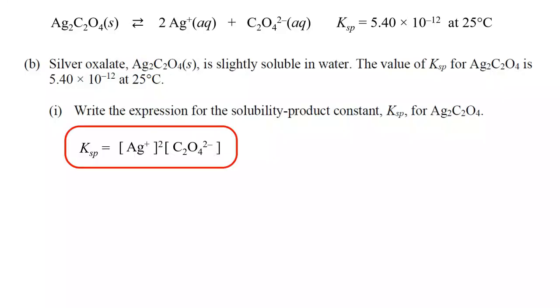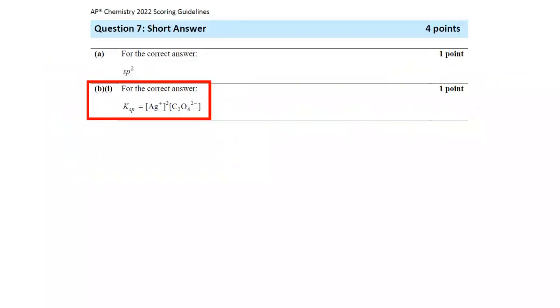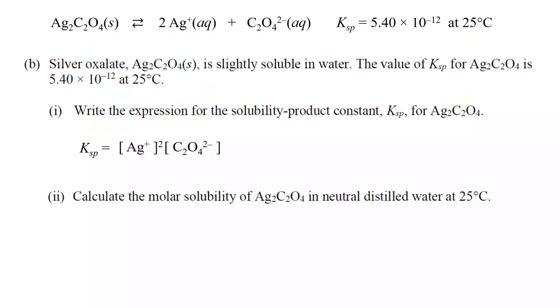So there is my answer to part B I, and I'll go back and show you the official scoring guidelines from the 2022 AP Chemistry exam. You can see Ksp equals concentration of Ag+ squared times concentration of C2O4 2-, the oxalate ion. All right, well, that's the answer to B I. Now let's take a look at part B II. It says calculate the molar solubility of silver oxalate in neutral distilled water at 25 degrees Celsius.